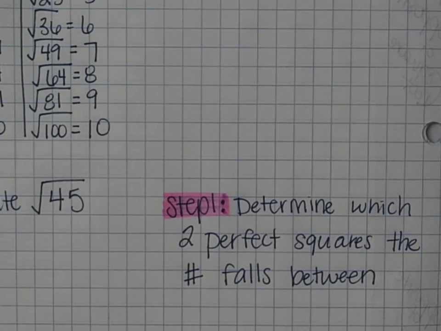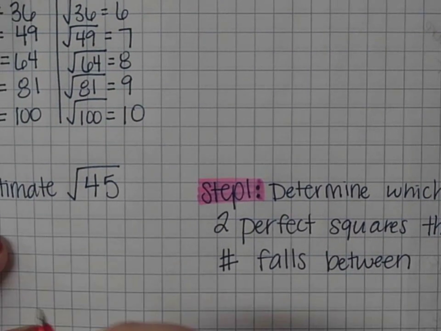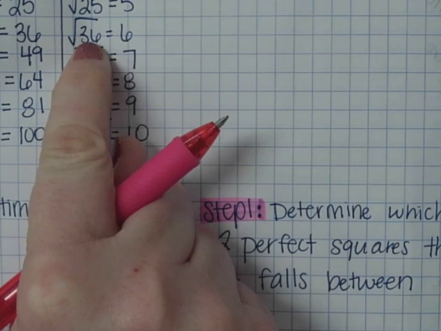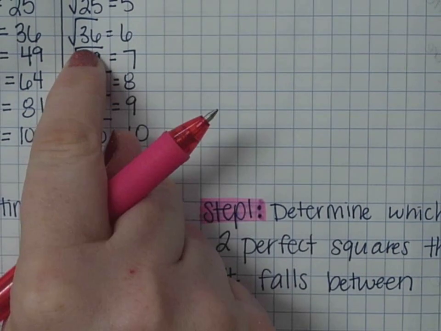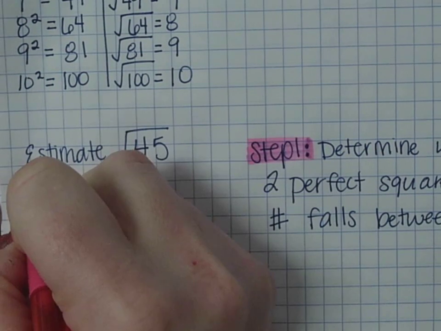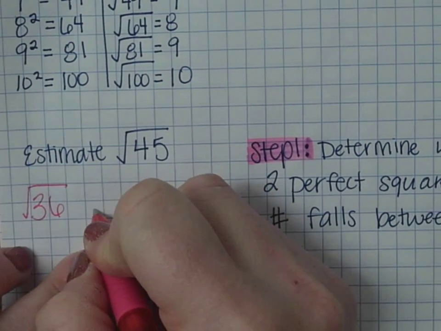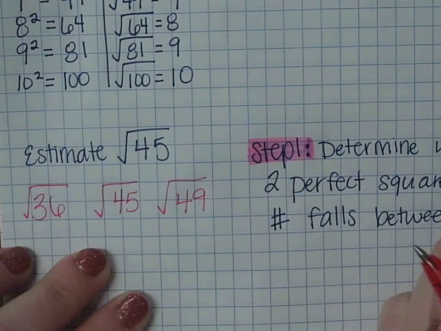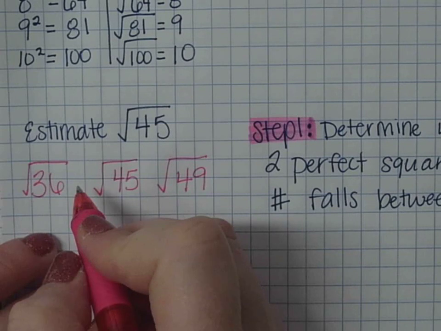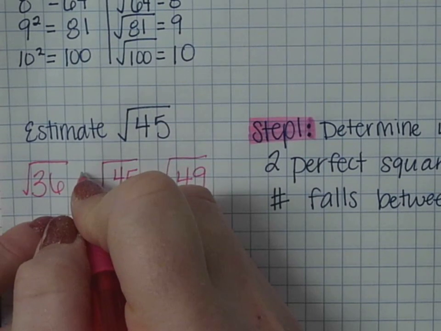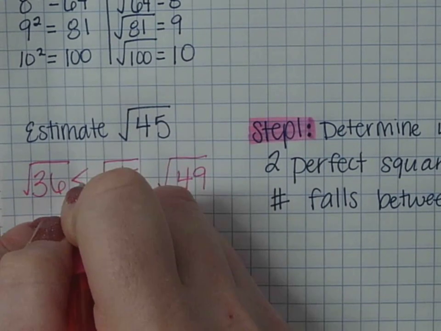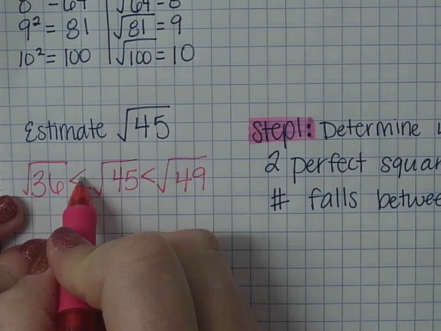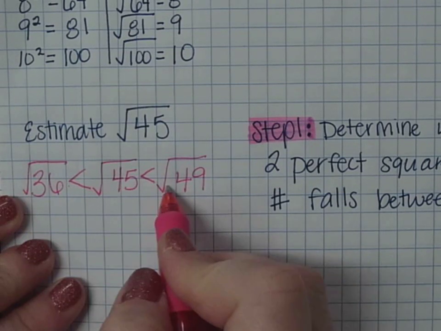So step 1, we're going to determine which 2 perfect squares the number falls between. So square root of 45 is between square root of 36, or the number 45 is between 36 and 49. So square root of 36, then square root of 45, and then square root of 49. So it's somewhere between those two, and you'll see us put this symbol. Remember, that's a less than. So it's saying 36 is less than 45, which is less than 49.